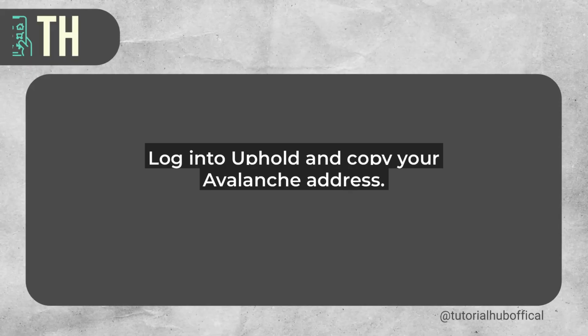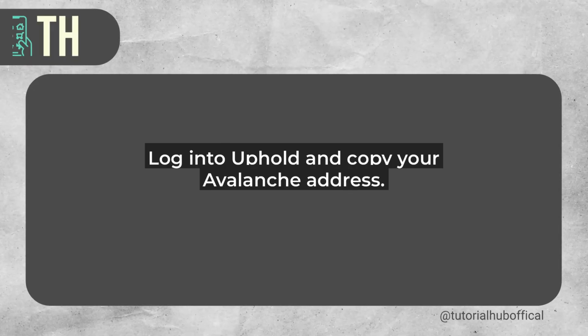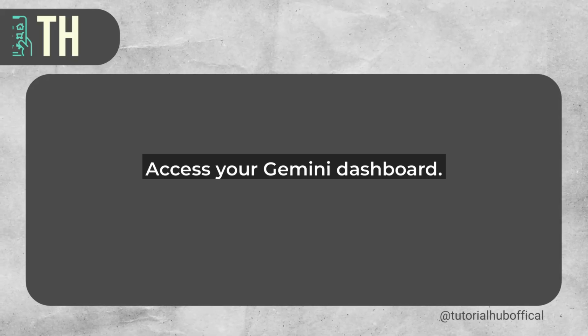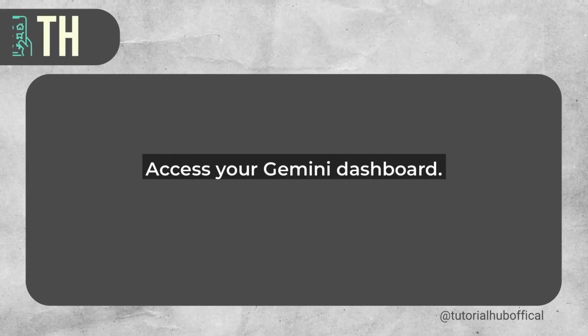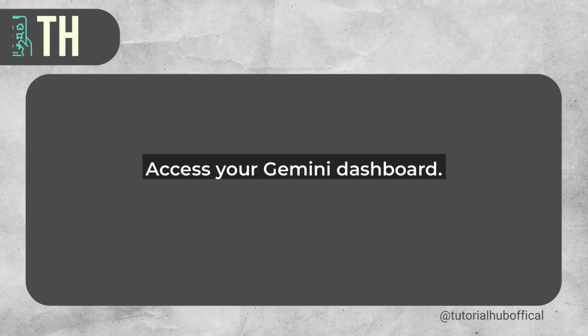Step 1. Log into your Uphold account. Navigate to your wallet section and find your Avalanche address. This is crucial because you'll need this unique address to receive the funds. Copy it carefully to avoid any typos, as that could send your Avalanche to the wrong place.